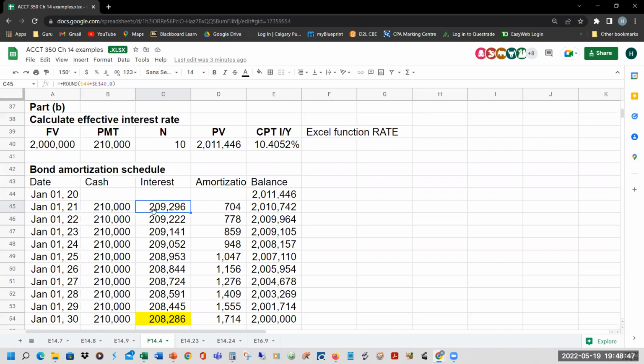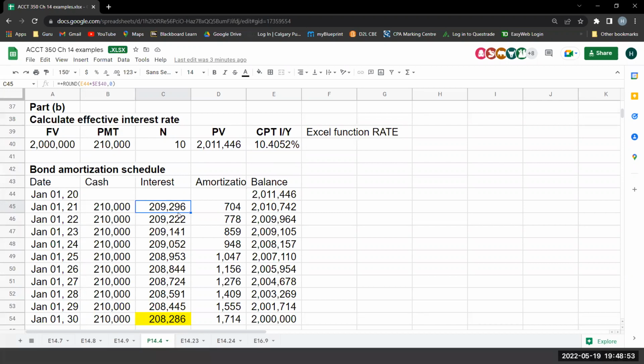So I said, okay, for the first year, my interest expense works out to $209,296. But look, I'm actually going to be paying $210,000. So I'm paying a little bit more than the interest. The difference between the cash that I pay and the interest expense that I record, that's the amortization. And what will that amortization do? Because it's a positive number, it's going to make my bond payable liability go down. And so that's what happens.